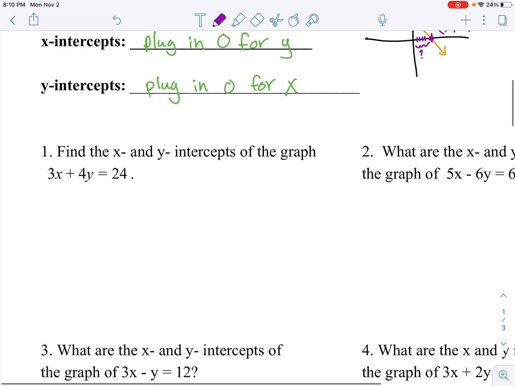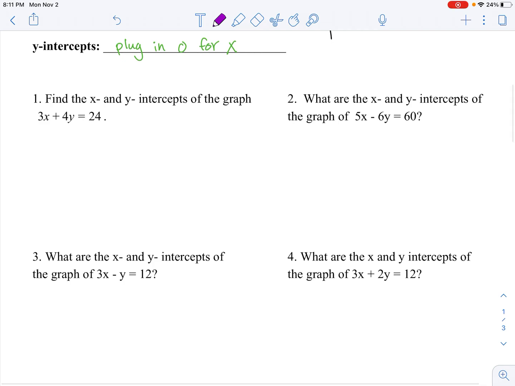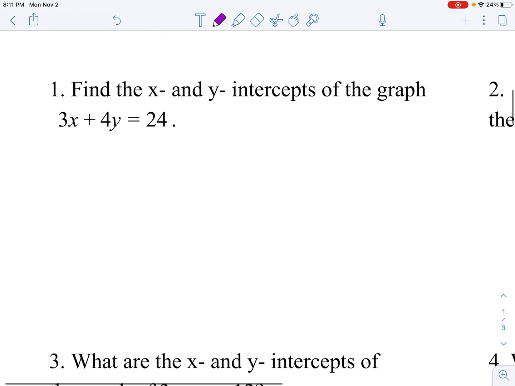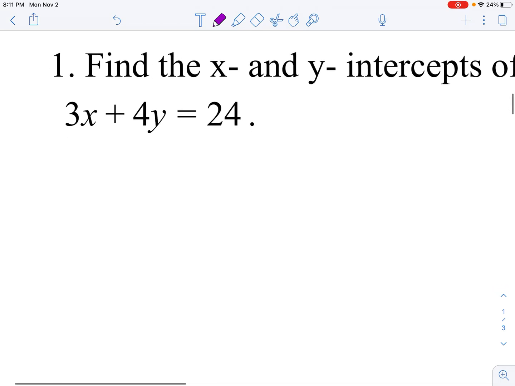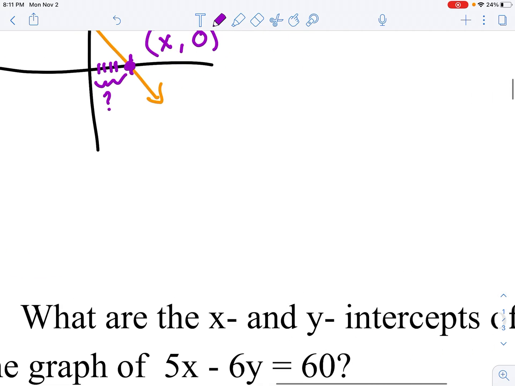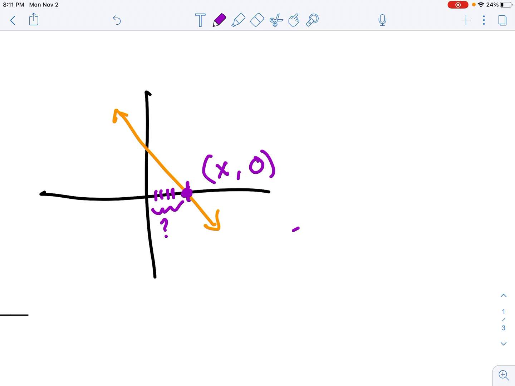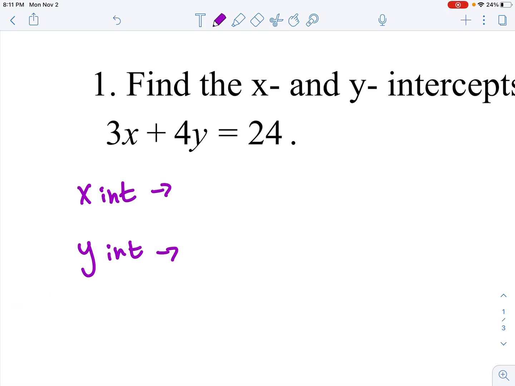So it says find the X and Y intercepts of the graph. I think it meant of this equation, though. So of this equation, our X and Y intercept. If we want to find our X-intercept, like we had over here, we have to have a 0 in for our Y. So for our X-intercept, I'm basically going to plug a 0 in here. I'm replacing that Y with a 0.